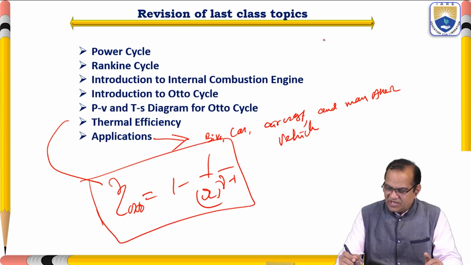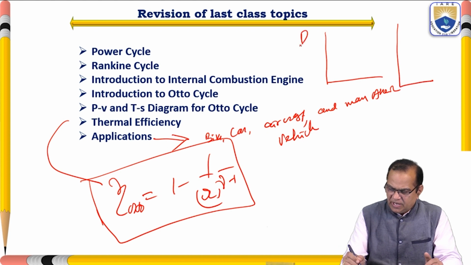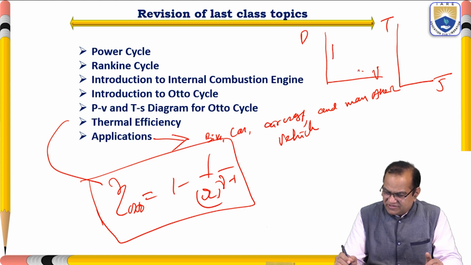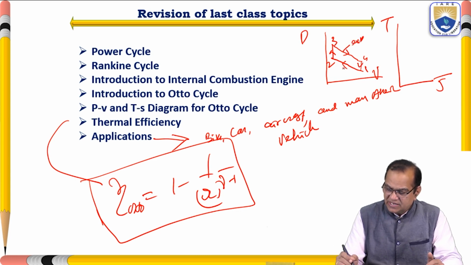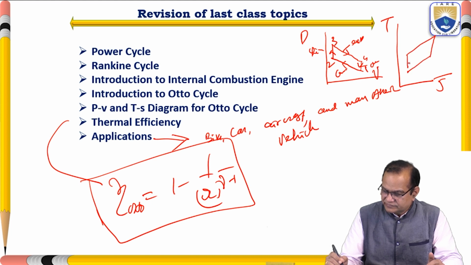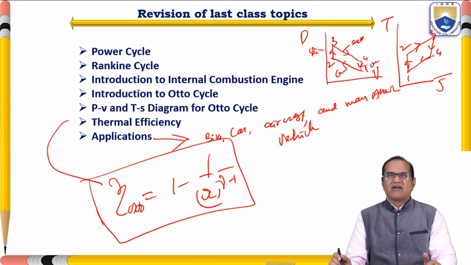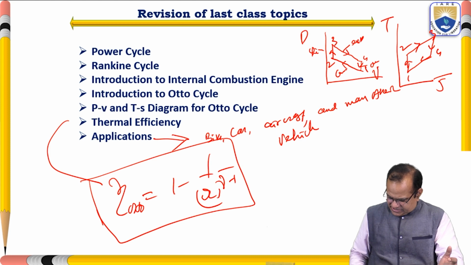PV and TS diagrams we have drawn. This is the PV diagram and this is the TS diagram. In the PV diagram we have seen this is 1 to 2, this is the constant volume, and then 2, 3 and 4. This is the expansion, this is the compression, this is the Q in and this is the Q out. So it is like this: 1, 2, 3 and 4. This we have already completed, the introduction to the Otto cycle.